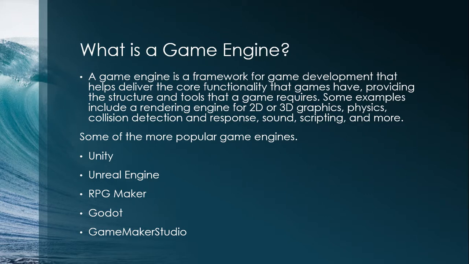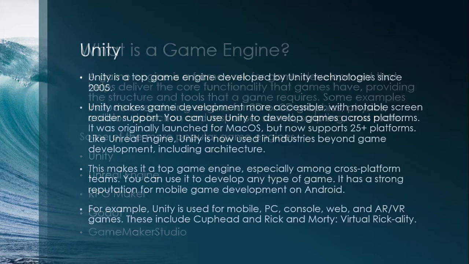Game engines also include things such as an audio engine, rendering engine, and graphic engine. Some examples include rendering engines for 2D or 3D graphics. Some of the more popular game engines are Unity, Unreal Engine, RPG Maker, Godot, and Game Maker Studio. These five game engines are the best currently in today's world.